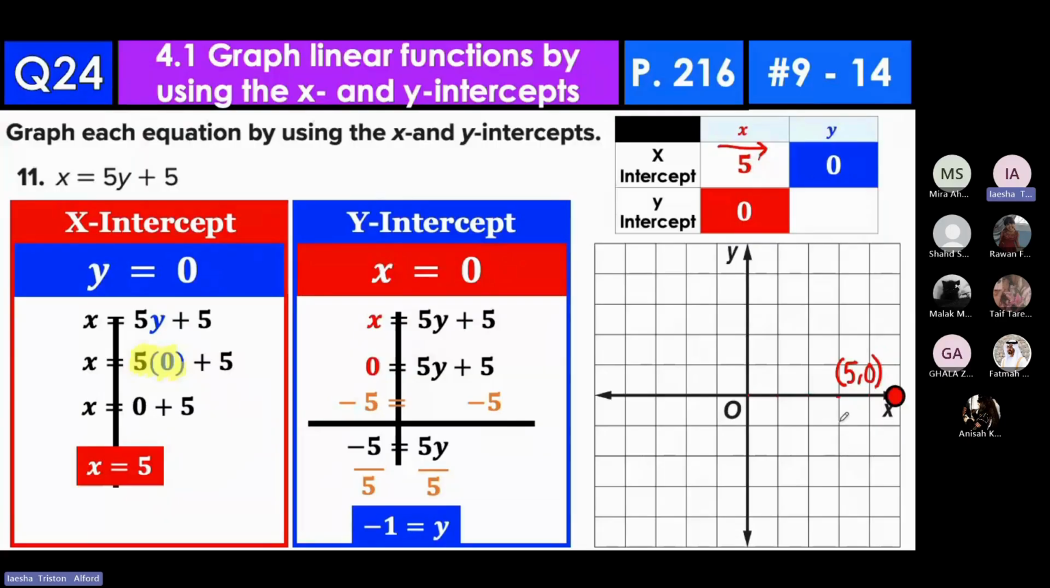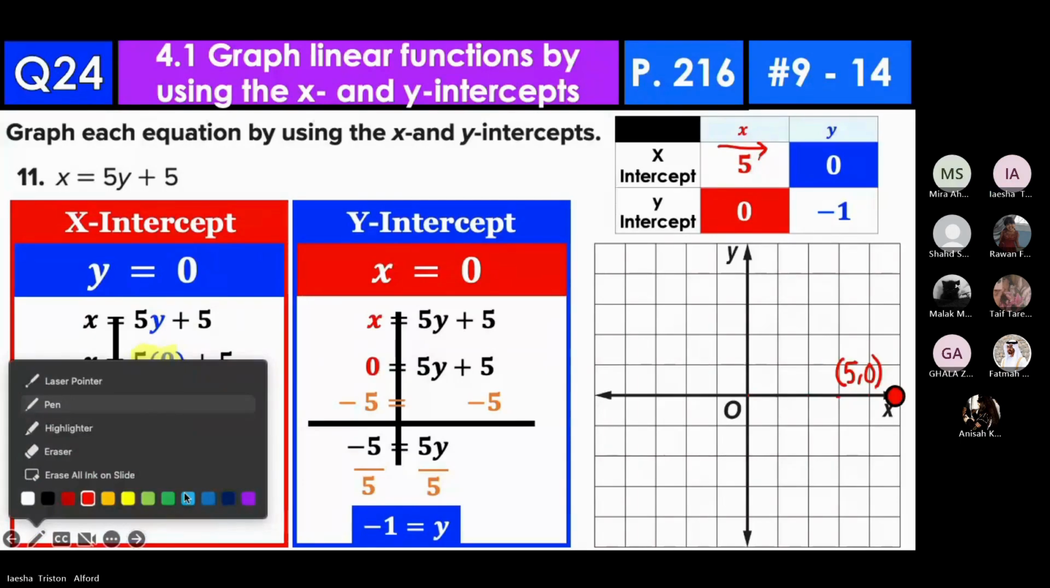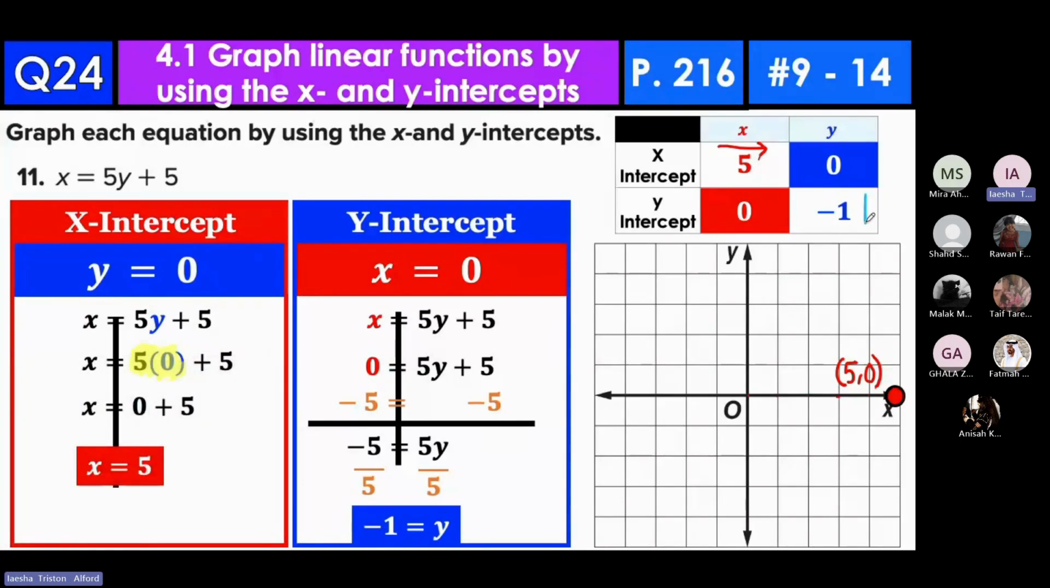The y-intercept is going to be negative 1. So you should go down from 0. Start at 0, go down 1. Put your point. Make sure you label it. 0 and negative 1. Draw the line. Okay.